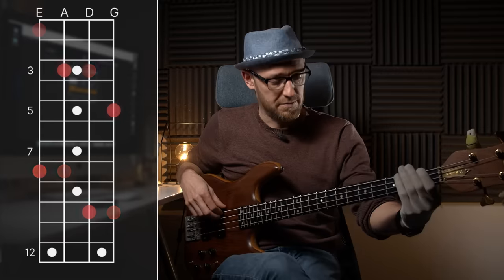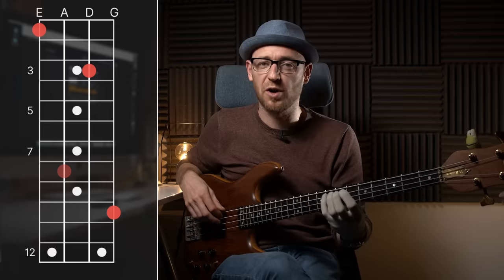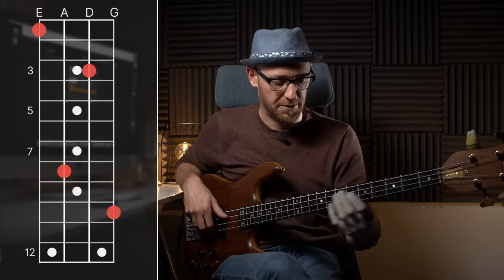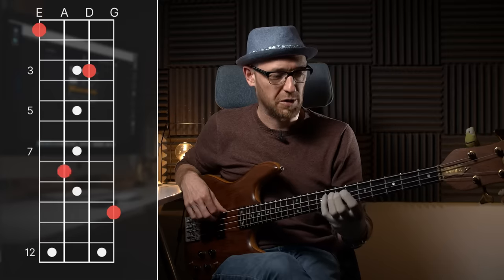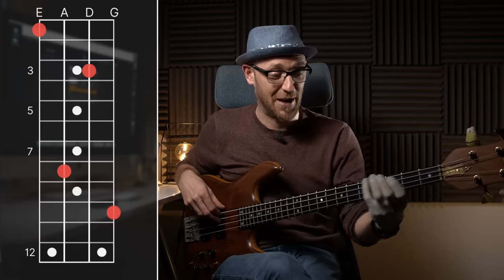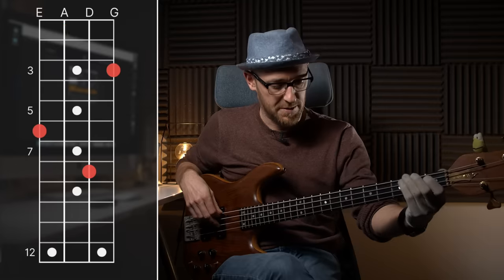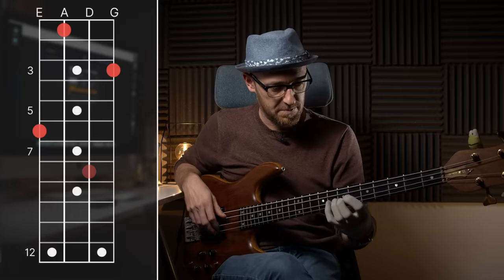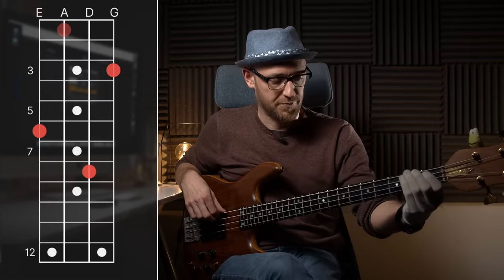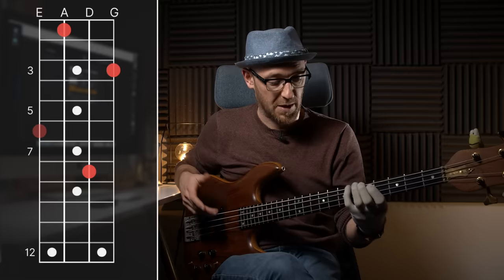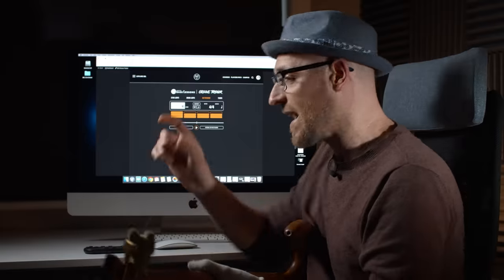Moving to F. Remember, we're just going around that first set of three. You know the next one, B flat. Then we go back to C, right? So again, we just practice that set of three.